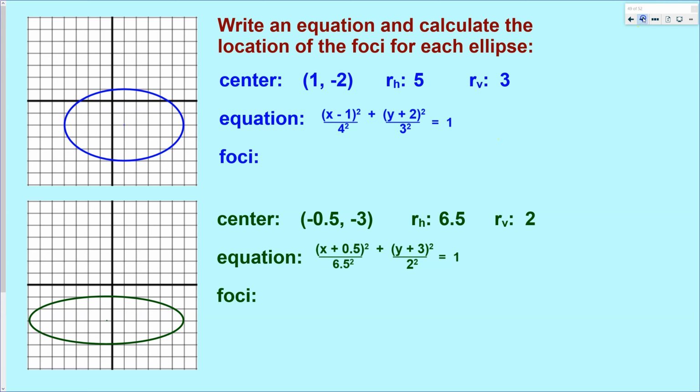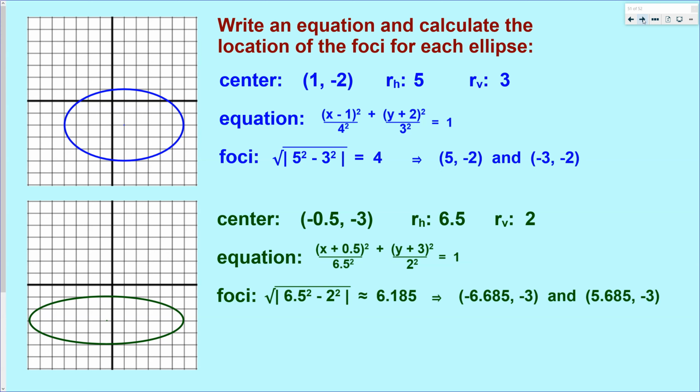And if you wanted to find the foci for each pair, big radius minus small radius, take the square root of your difference there. And once you have that distance, count out from center. In this case, both major axes are horizontal, so you count left and you count right. And you come up with those sets of coordinates there.